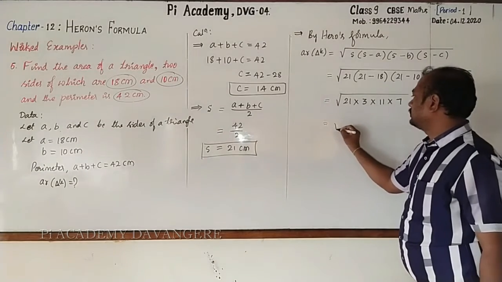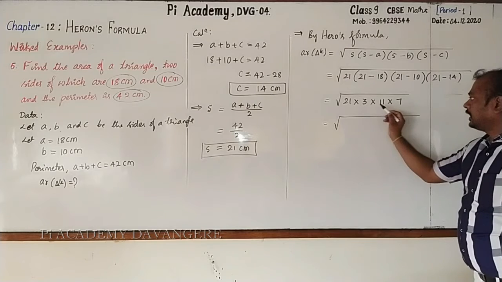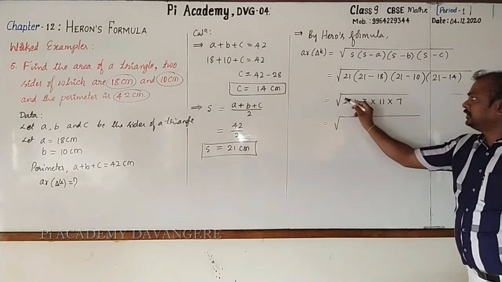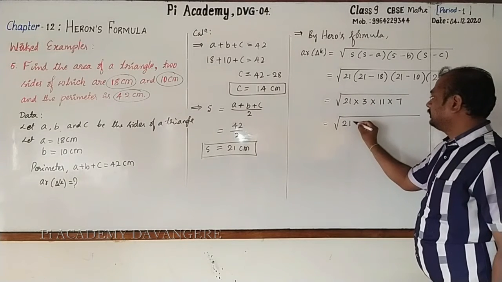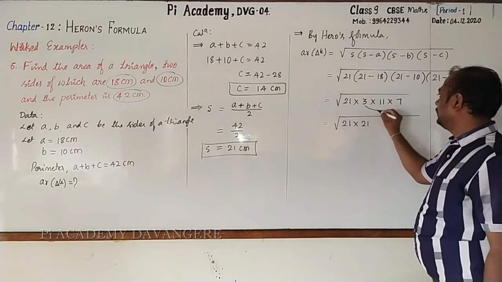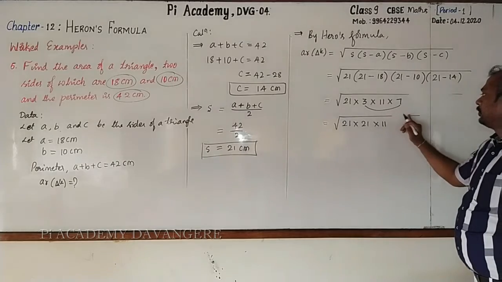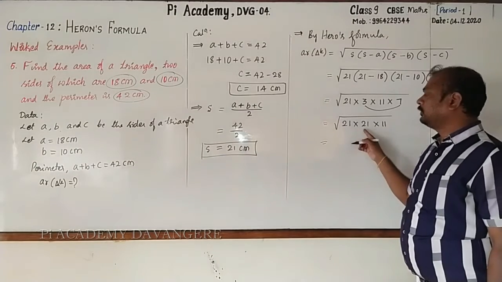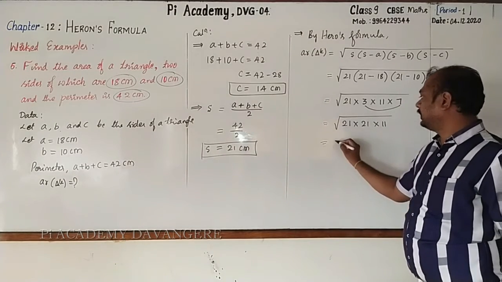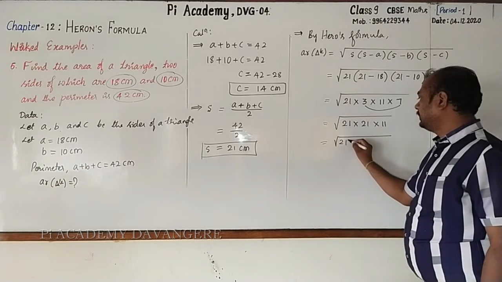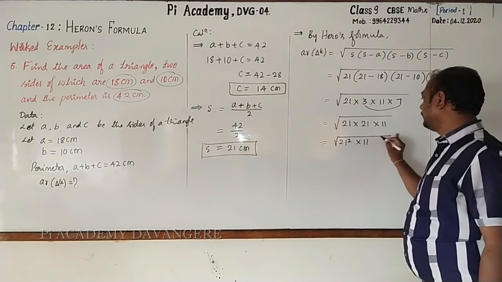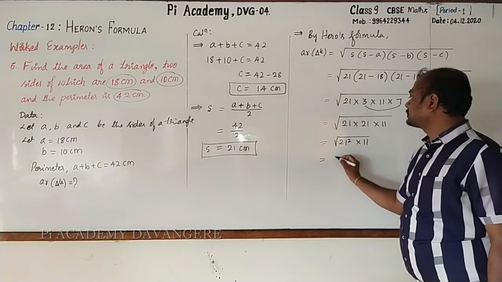It's equal to square root of, observe it, 11 and 3. 11 into 3 is 33. Here already 21 is there. Alright, 21 into 21, 11 as it is. Square root of 21 into 21, directly we may write 21, or else 21 square into 11. Square root of 21 square?